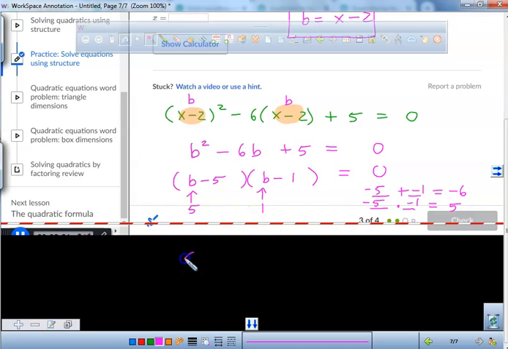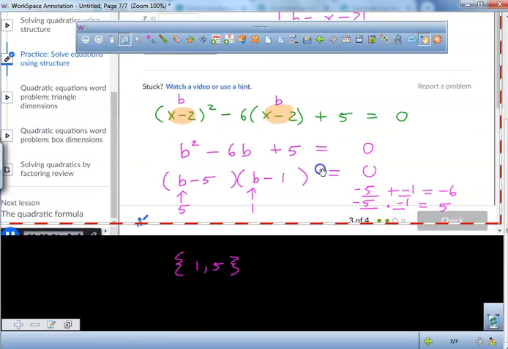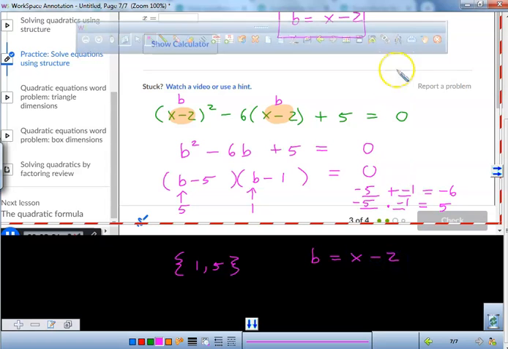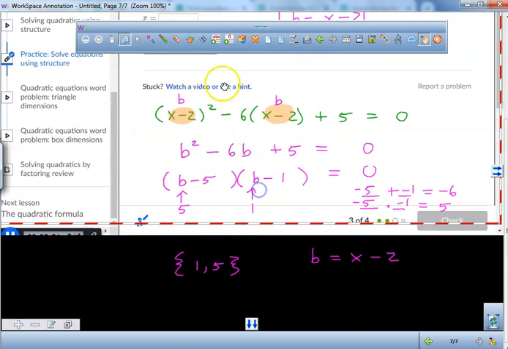So 1 and 5. So our solution set for b could be a 1 and a 5. But what did we say b was equal to? B was equal to x minus 2. And ultimately, what are we trying to solve for? We're trying to solve for not b, we're trying to solve for x.